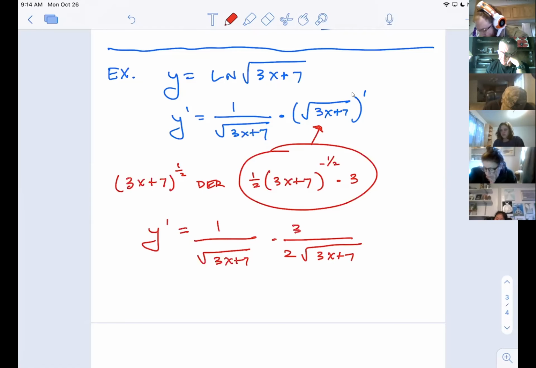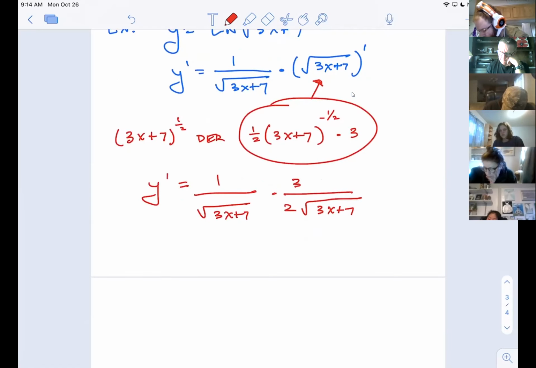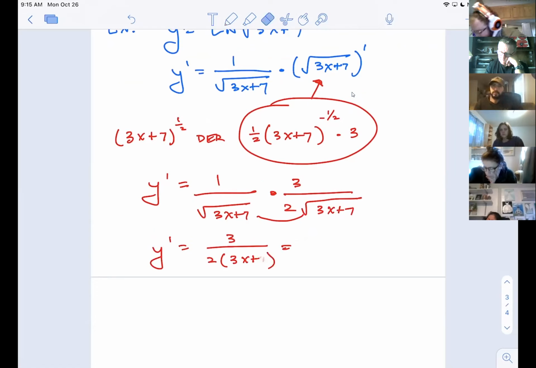And what's incredibly wonderful about that? Well, you can actually multiply these two together. You don't have to find a common denominator to multiply fractions. So you end up with a 3 on the top, a 2 on the bottom, and then when you multiply the square root times the square root, doesn't the square root go away? So apparently that's 3 over, there's no reason to leave that not multiplied, I guess, so I'll say 6x plus 14.